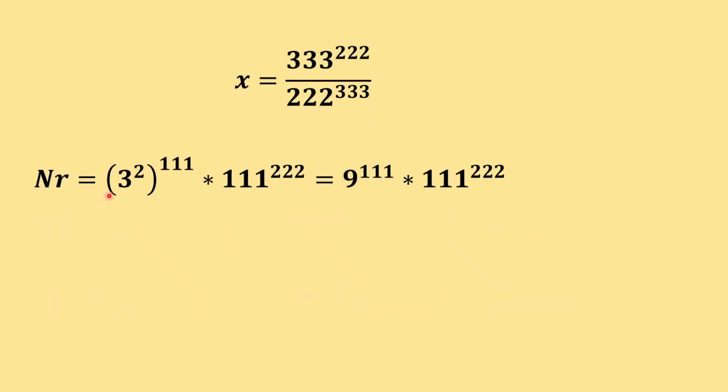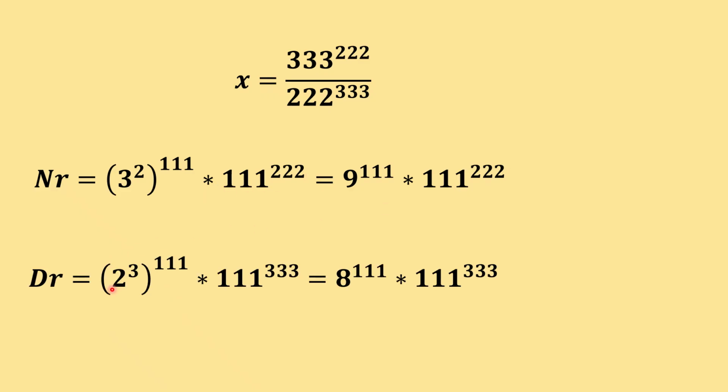Now we will simplify numerator by denominator. In the numerator, (3 square) whole power 111 can be written as 9 power 111, since 3 square is 9, and the other part remains the same, 111 power 222. In the denominator, (2 cubed) whole power 111 can be written as 8 power 111, since 2 cubed is 8, and the remaining part 111 power 333 we write as it is. So the numerator is 9 power 111 into 111 power 222 and the denominator is 8 power 111 into 111 power 333.